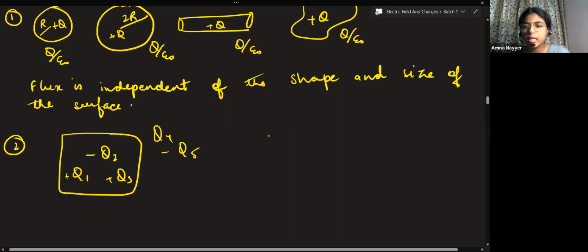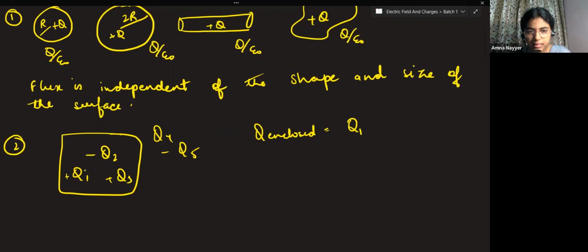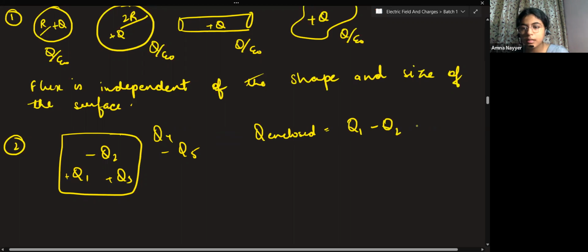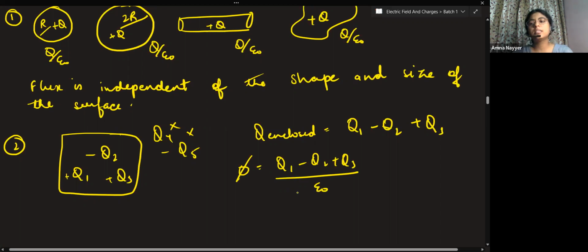So your Q enclosed, you will be taking Q1 minus Q2 plus Q3. You won't be considering Q4 and Q5 because these are lying outside the system. You are concerned with the charges that are enclosed within the system. So flux will be what? Q enclosed divided by epsilon naught. That will be Q1 minus Q2 plus Q3 divided by epsilon naught. This is how you take.